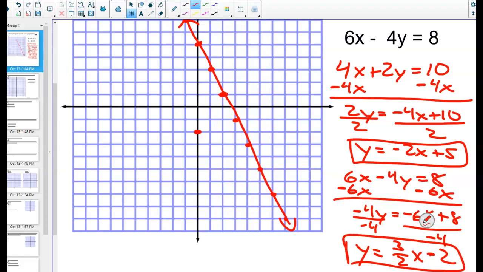Up 3, right 2, and we can go down 3, left 2. We can continue through the graph if we want. Okay, but ultimately, the point of intersection is my answer. And the answer here is 2, 1. That's your answer right there.